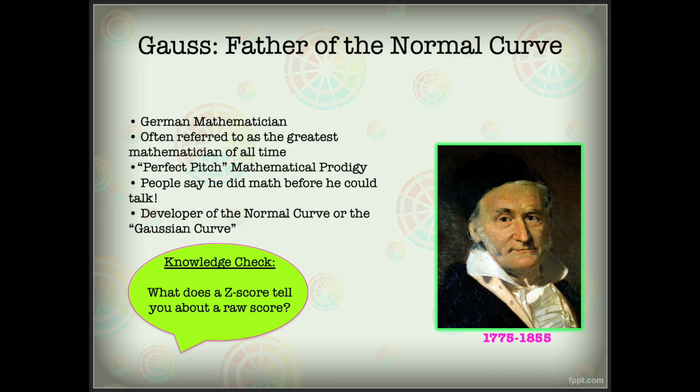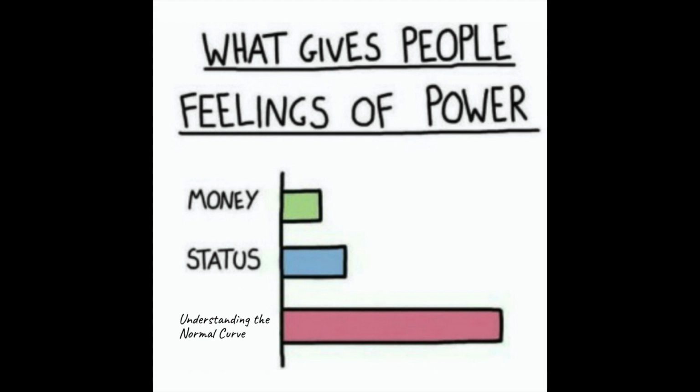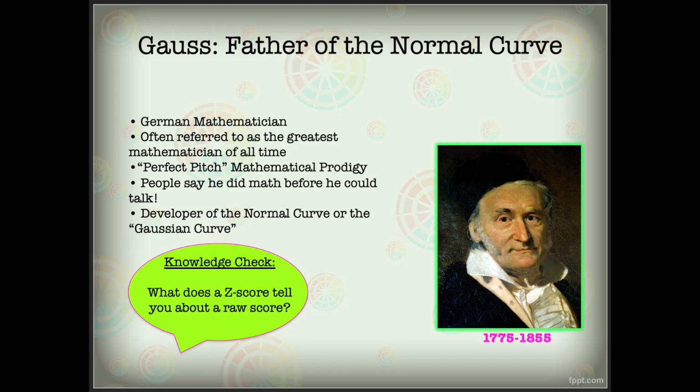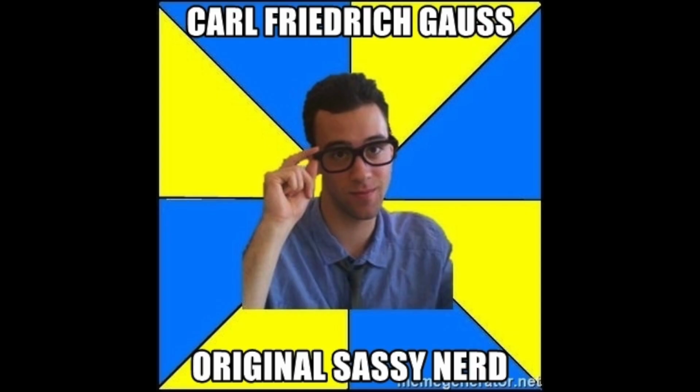Again, he is the developer of the normal curve, or sometimes it's called the bell curve, or the Gaussian curve, named after himself. He was alive from 1775 to 1855. And I'll post some information about him in the bonus content if you're interested in learning more.